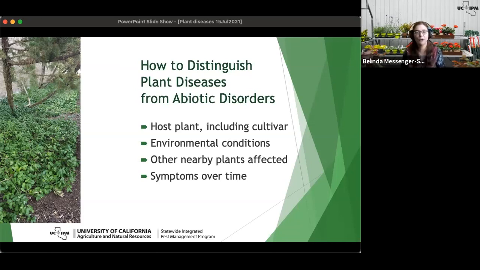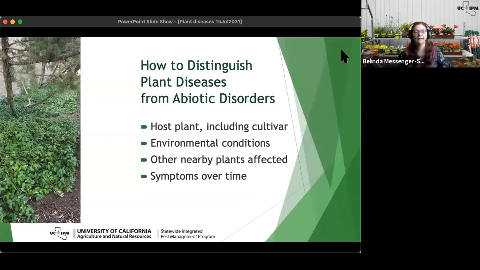Other environmental conditions to consider. Is it getting too much or too little water? Is it getting enough fertilizer? Are you seeing nutrient deficiencies? Is it getting too much sun? Other nearby plants affected? If they are, are they the same species or are they different? Usually the disease is only going to affect a single species, and abiotic disorders will affect more than one. Are you seeing the problem in one location, or is it spread out across the landscape? Symptoms that are spread out tend to be abiotic, especially if you see them quickly overnight. Symptoms that progress slowly over time are more likely to be a disease.